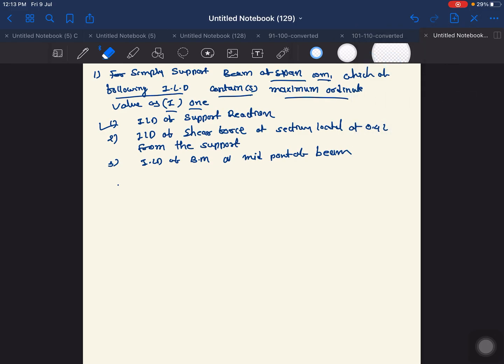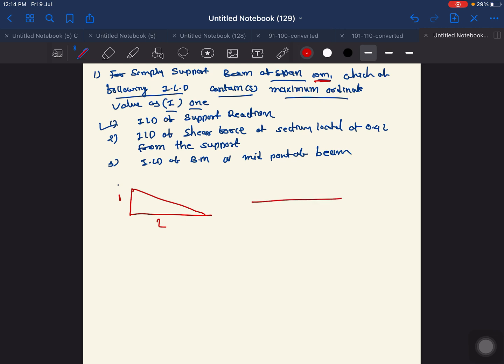Let's solve a few other examples of the GWSSB paper. For a simply supported beam of span 10 meter, which of the following ILD contains the maximum ordinate value as 1? So we all know the influence line diagram for the support reactions looks like this. The ordinate is 1. This is your L.